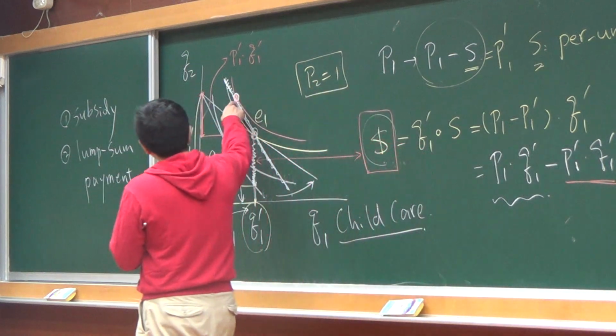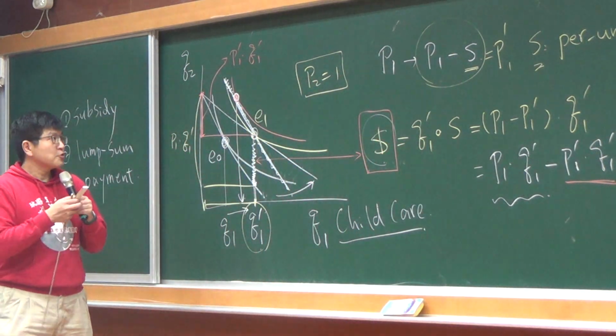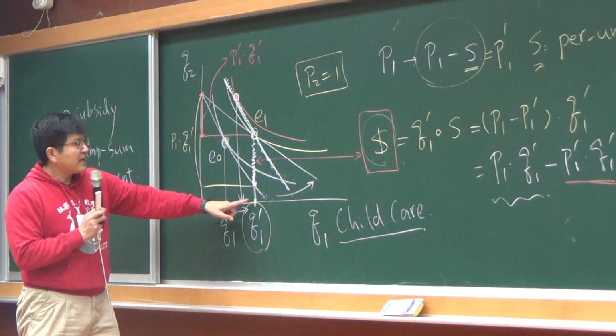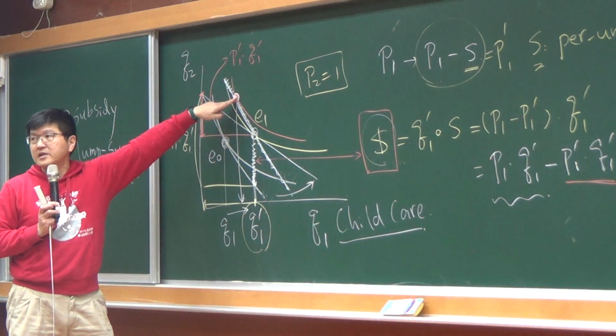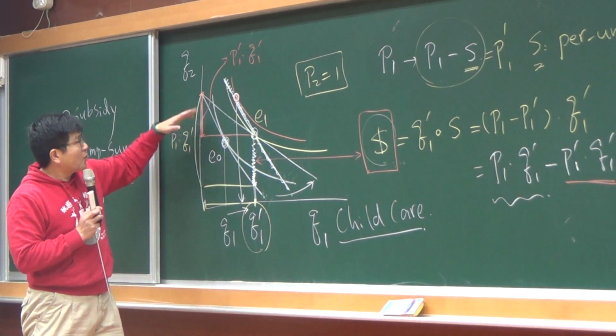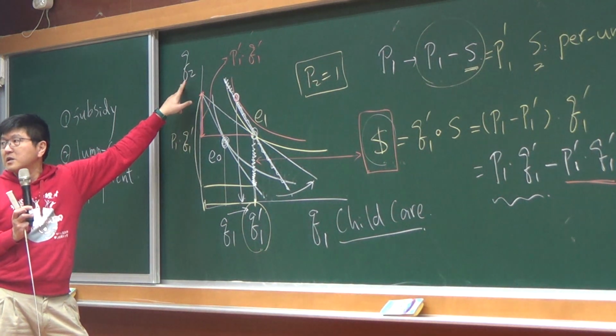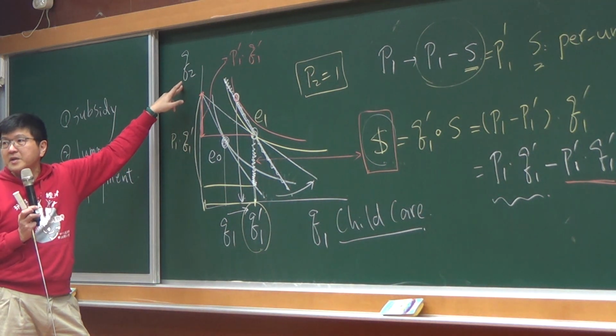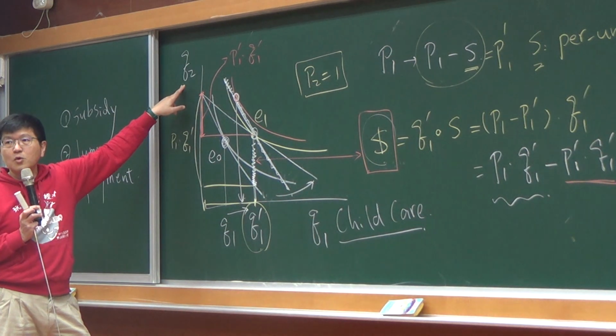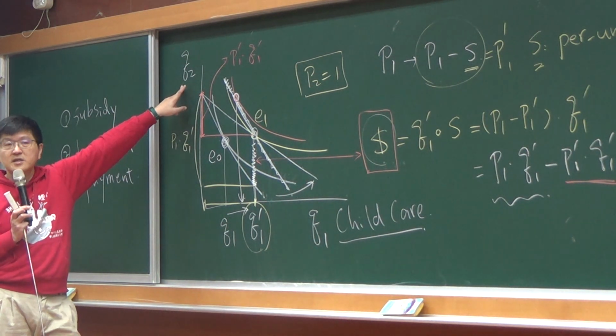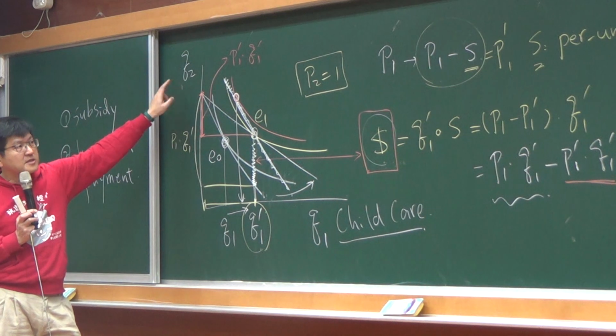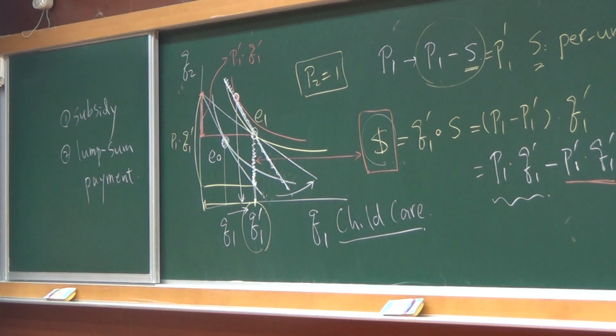So in this case, the consumer may choose less childcare, but more Q2. Alright? They may want to spend some more money on other goods. They want to consume other goods more. So it depends on your policy target, your purpose. Alright, so far, any question here?